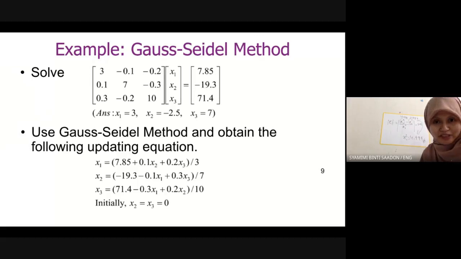Okay, this is an example. This one is the previous, I think the same. No, okay, the same. So for example, you have this matrix. The answer is already put here, but we can try. You can try to solve this set of equations, three linear equations S1, S2, S3, using the Gauss-Seidel method. The answer is already given here: 3, minus 2.5, 7.